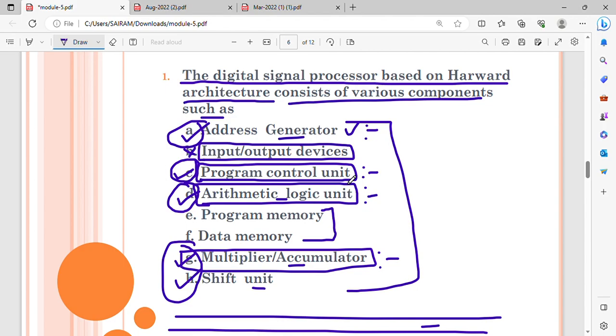Okay. Program and data memory you have already mentioned first. So this is what you are supposed to follow, and this is what I am about to tell you. Please do follow this without fail, and thank you.